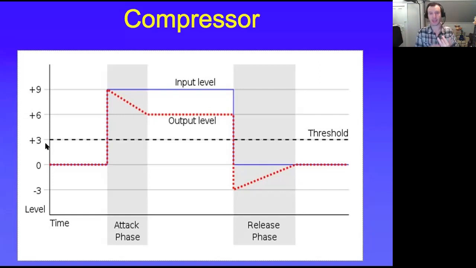Attack time is how fast does the compressor engage with the audio. Release time is how fast, once the signal goes back below the threshold, does the compressor stop engaging with the audio. The threshold is the point at which the compressor engages with the audio. And the last term is the ratio. And the ratio is how much does the compressor engage with the audio.